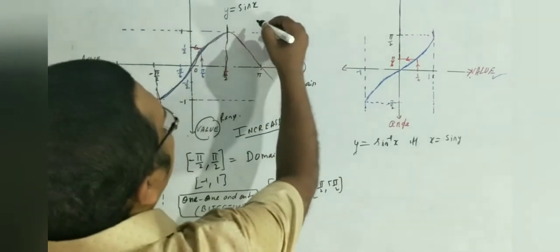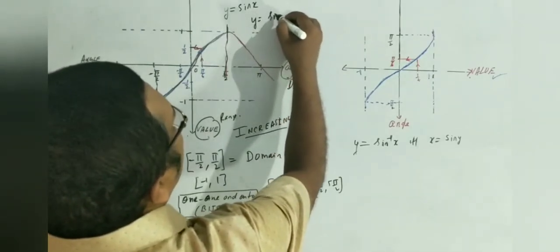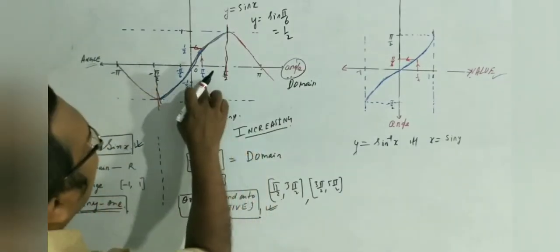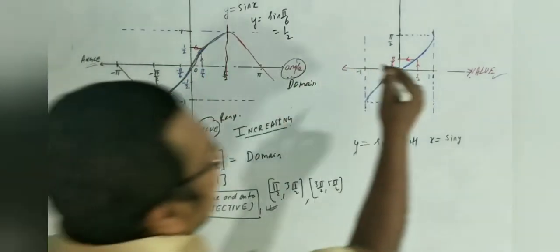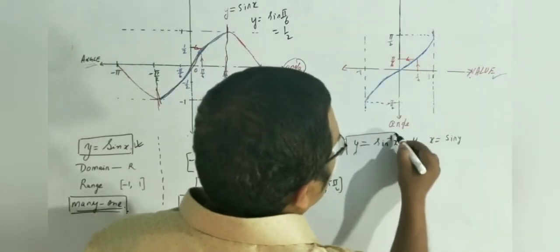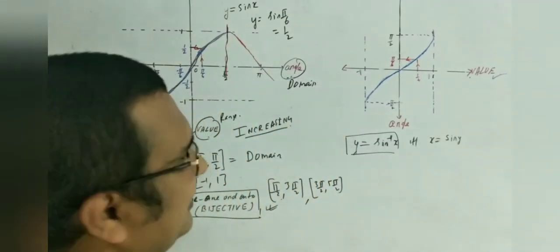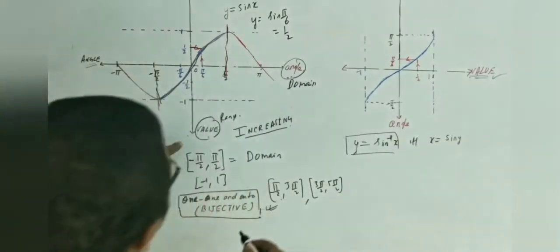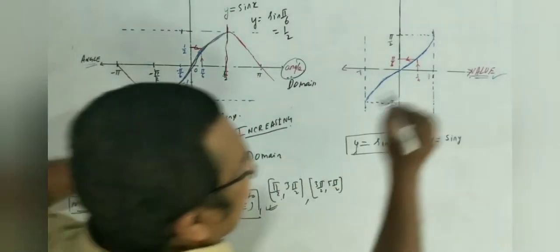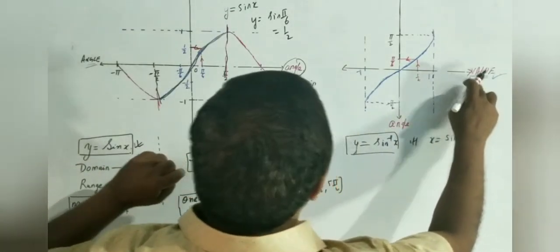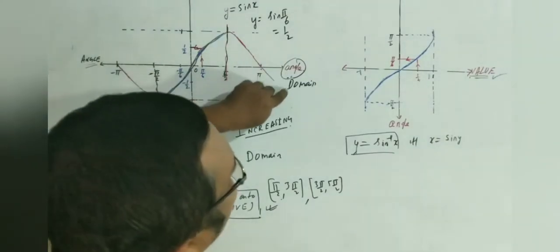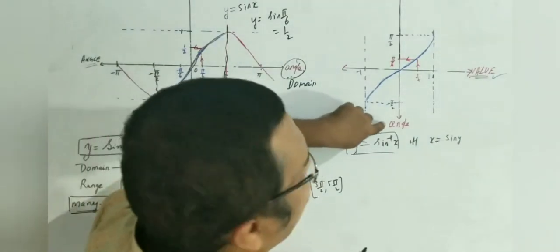If x is equal to pi by 6, the value is 1 by 2. So from angle to value, but in y is equal to sine inverse function, here the domain becomes the value. Here value was the range, here value becomes the domain. And here angle was domain, here angle becomes the range.